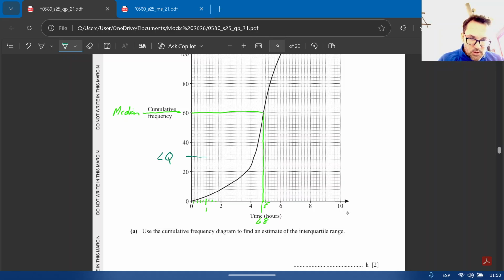So you take your ruler, you go across till you meet the graph, you go down. Remember, we see where this point is. So the lower quartile will be 4.2 hours. Okay, that's the lower quartile.